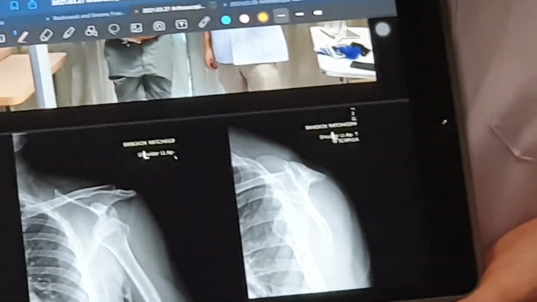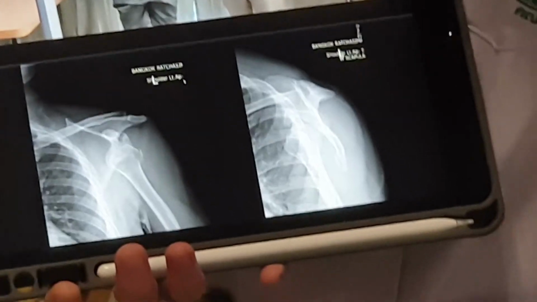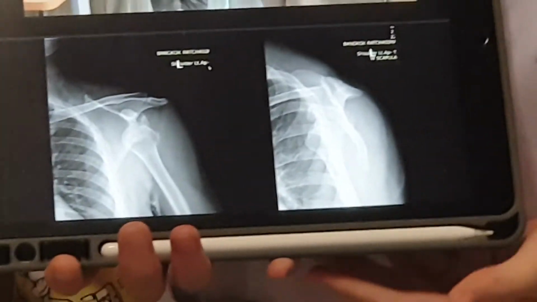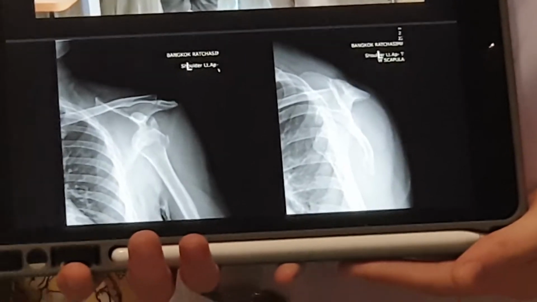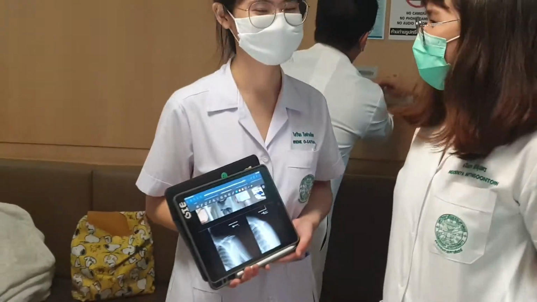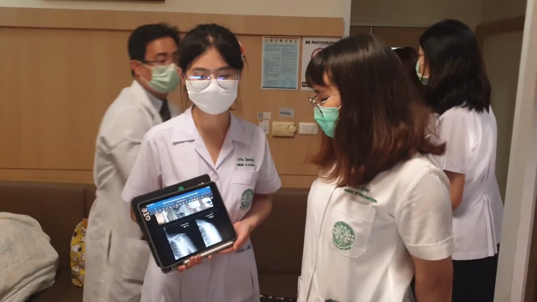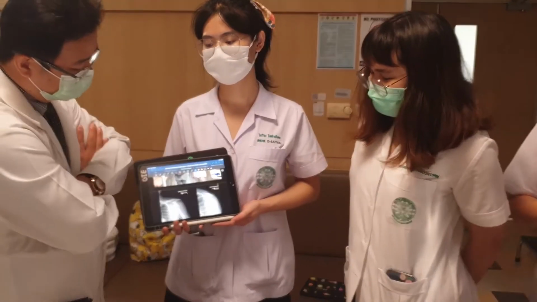Since this is a dislocation, the first thing is to reduce the dislocation, so put it back. Open or closed? Open here. Reduction and mobilization.